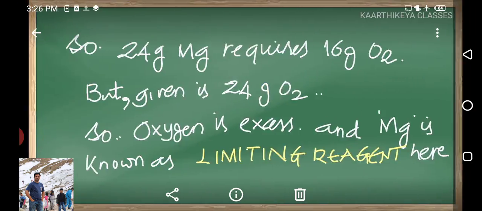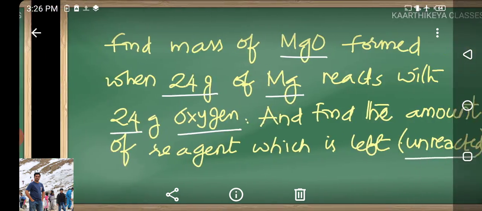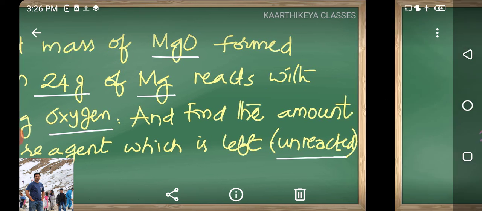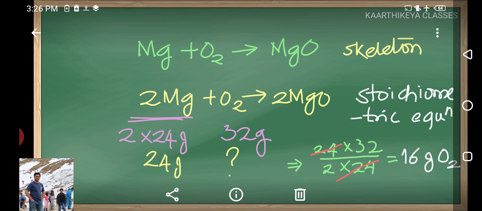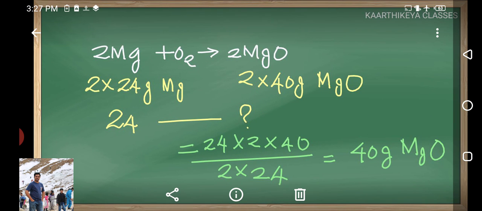Just to go through all these slides, I am showing you again what a limiting reagent is. How do you find which is the limiting reagent? You take any one of them and calculate the second one. Then you give the conclusion: what actually happened, what the limiting reagent is, and which one you are taking for the calculation. That's it. 40 grams of magnesium oxide is formed.